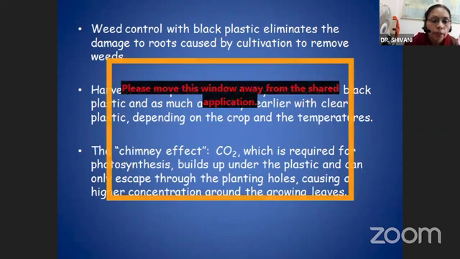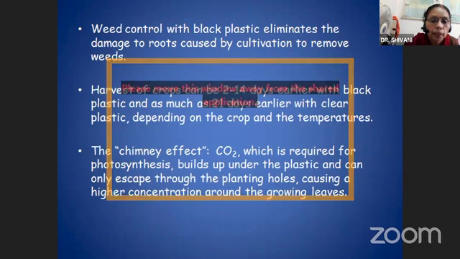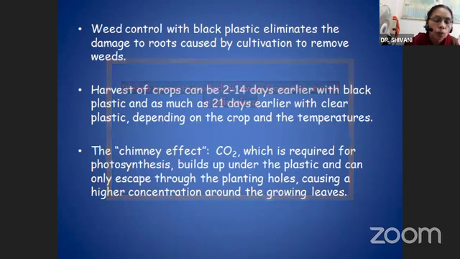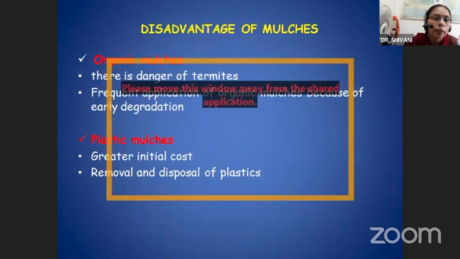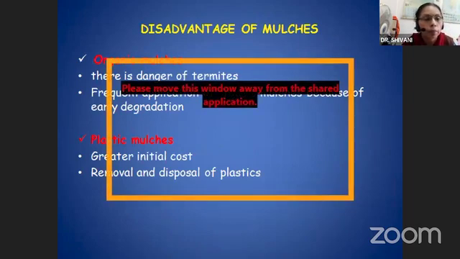Then the chimney effect: carbon dioxide, which is required for photosynthesis, builds up under the plastic and can only escape through the planting holes, because there are holes only where the plant is, causing a higher concentration around the growing leaves. This is called the chimney effect. But there are some disadvantages also, both in organic as well as inorganic mulches.